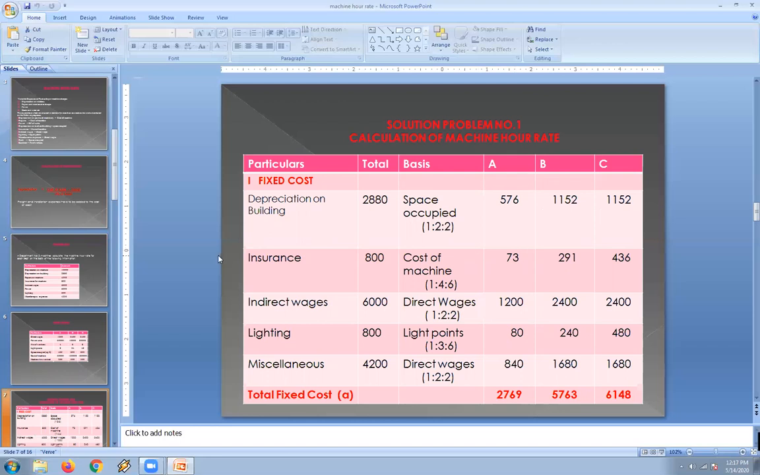In total, we have 6 columns that have to be drawn for the calculation of the machine hour rate. Let us calculate the fixed cost just by seeing the expenses which have been incurred. We know that the items have to be allocated in the same manner as we did in primary and secondary distribution.